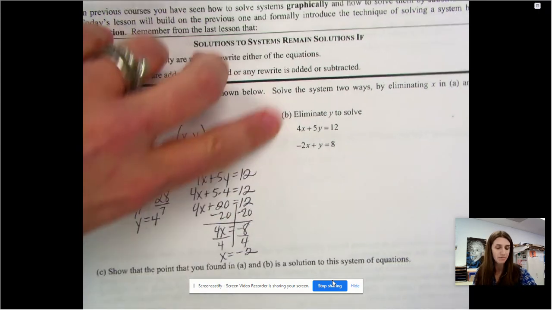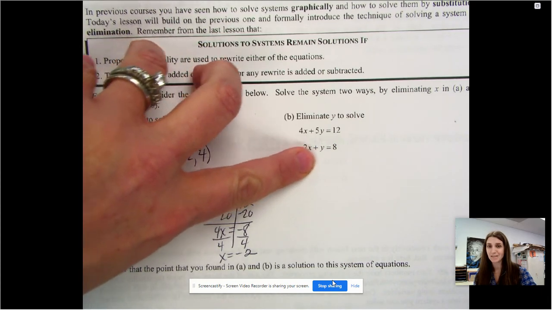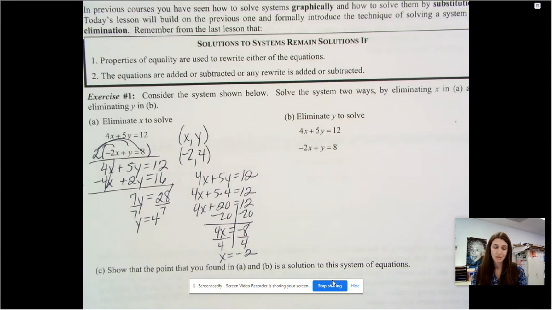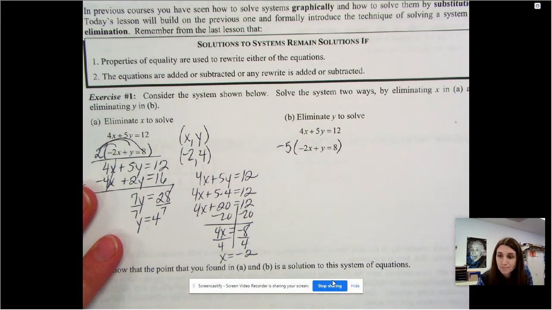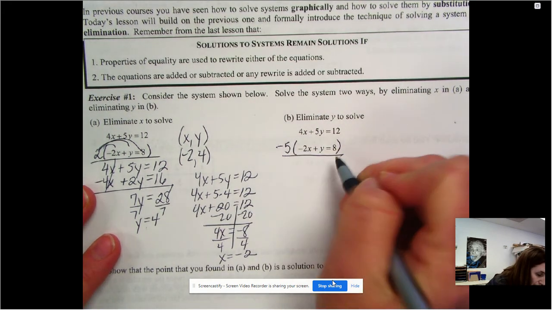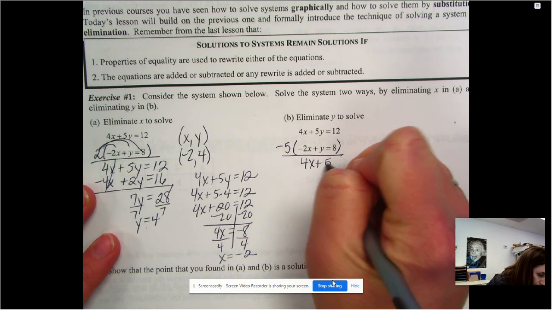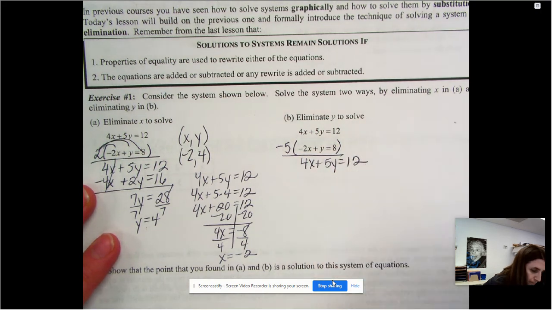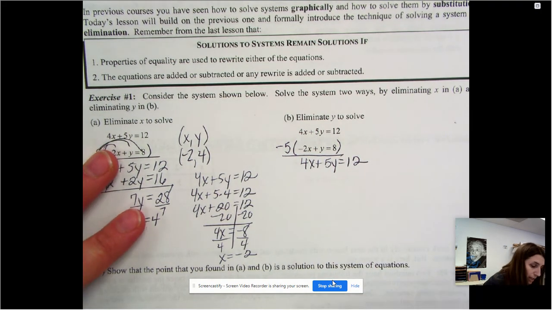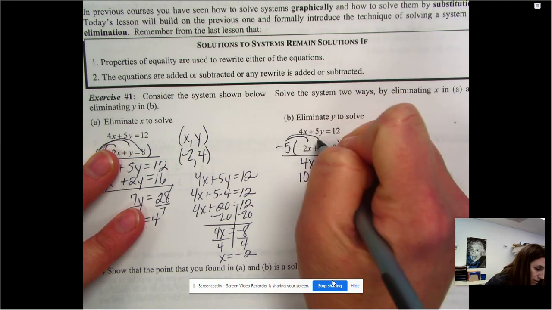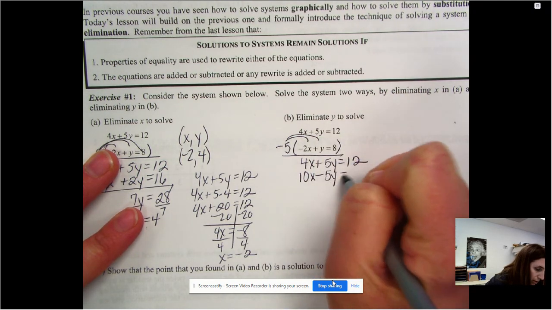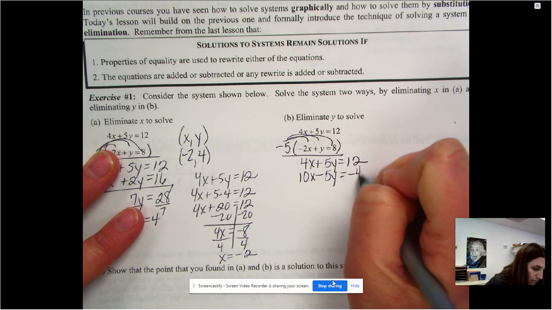Good. I would keep the 5y too, and I'd make this 1y a negative 5. So in order to do that, I need to multiply this whole equation by negative 5. So again, that first equation is staying the same. Doesn't always work like that. And we're going to distribute that negative 5 through. So we should have positive 10x minus 5y equals negative 40.